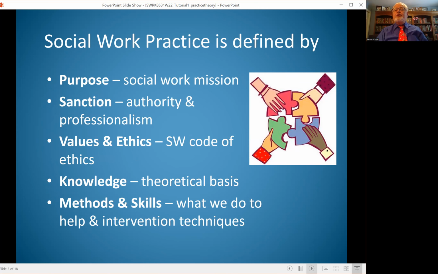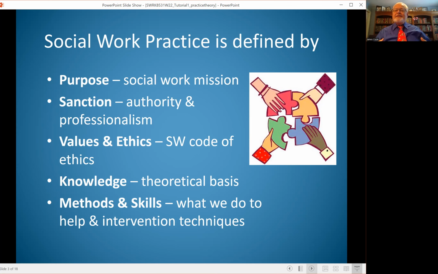Sanction refers to the authority that we have, to the professional responsibility that we have. In Ontario, that refers to the Ontario College of Social Workers and Social Service Workers, or to our professional organization, the Ontario Association of Social Workers.